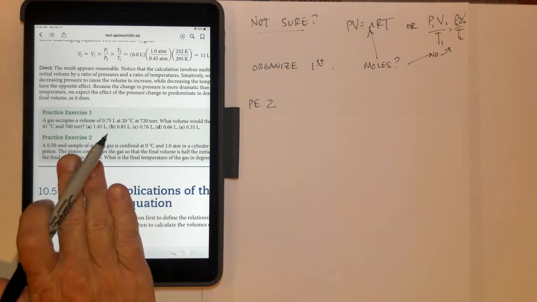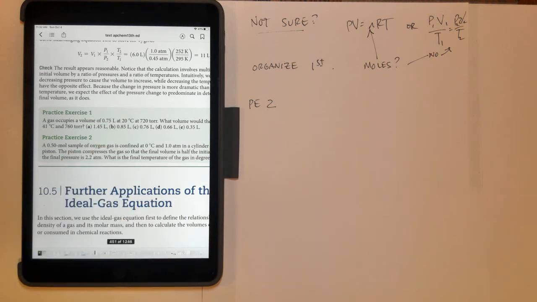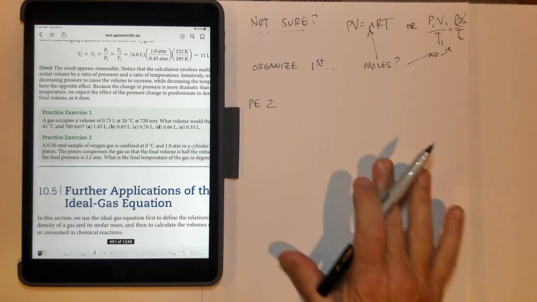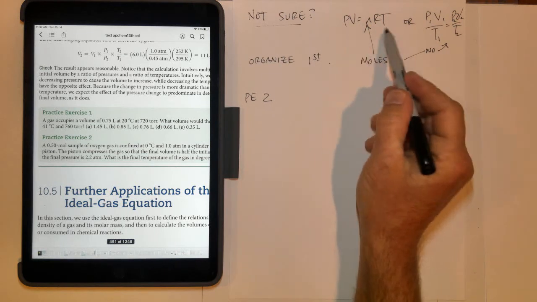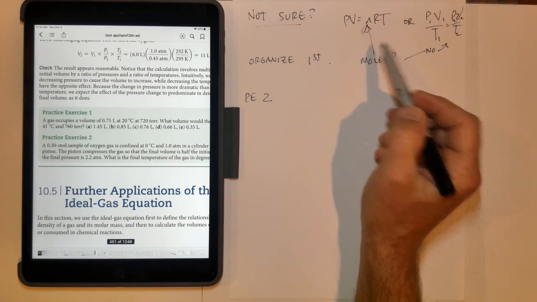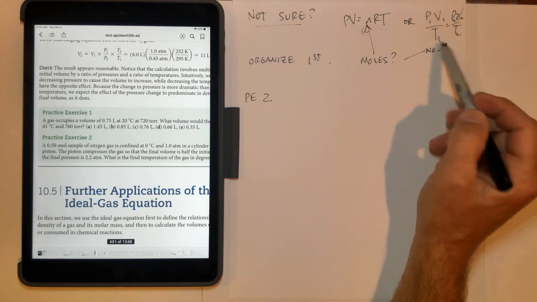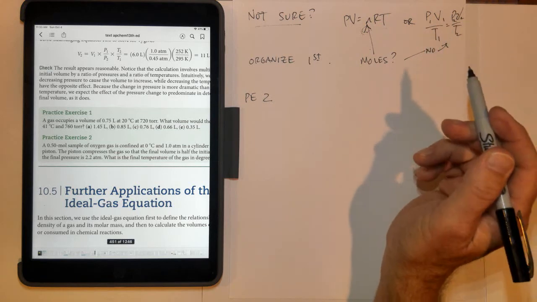Organize it first. And so let's walk into this problem, and I won't tell you what kind of problem it is. Let's organize the data first, and then let's see if we can figure out if it's going to be one that involves solving for moles, or if it's going to be one where moles are constant and we just have changing conditions.